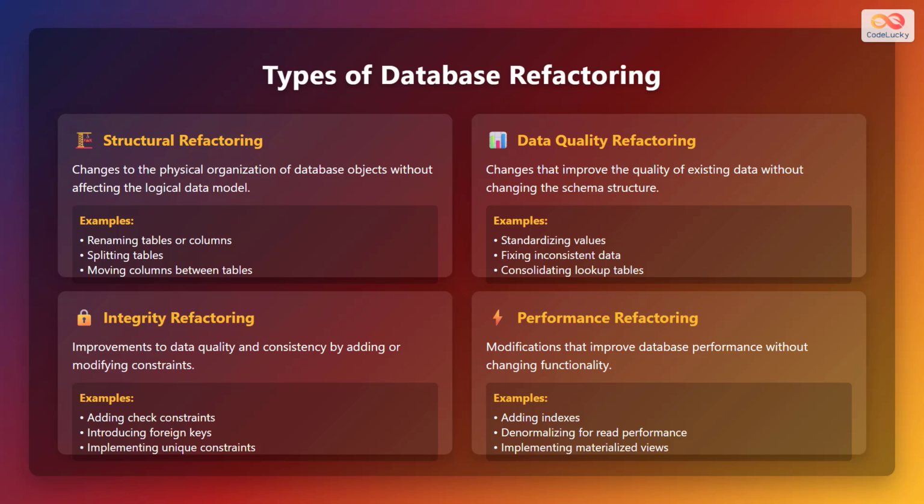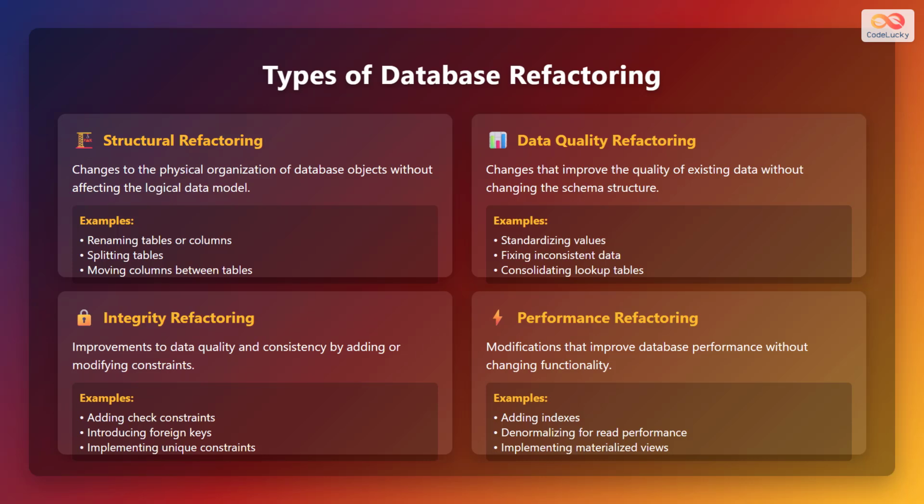The second one is integrity refactoring, which involves improvements to data quality and consistency by adding or modifying constraints. Examples of this include adding check constraints, introducing foreign keys, and implementing unique constraints.